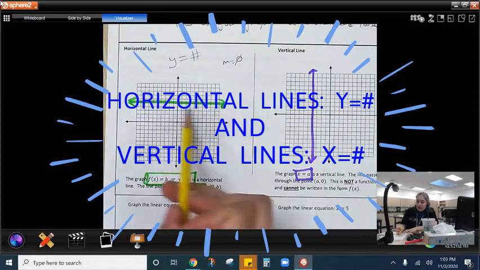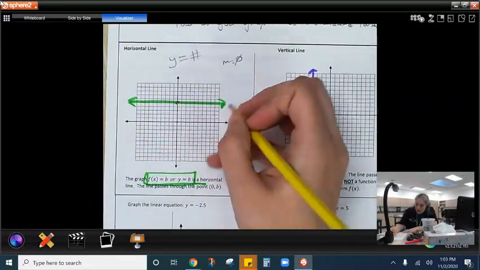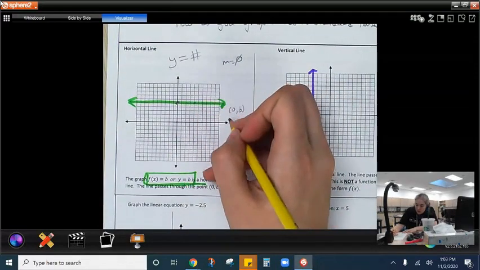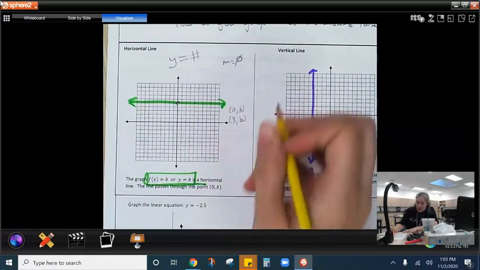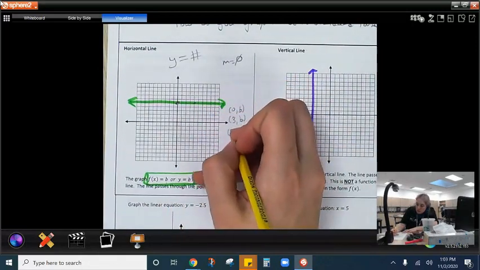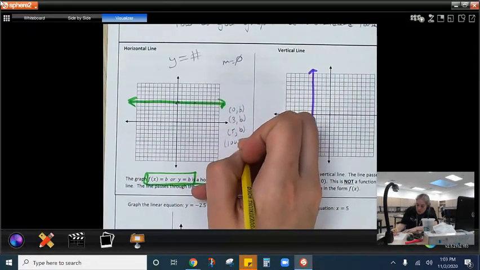So I've got a line right here. I've graphed it. I could pick out a point like this one. That point is going to be 0, b, right? Or I could pick out this one. That point's going to be at 0, b, whatever b is. B is just some number, right? This one over here could be 5, b, and then 100, b.